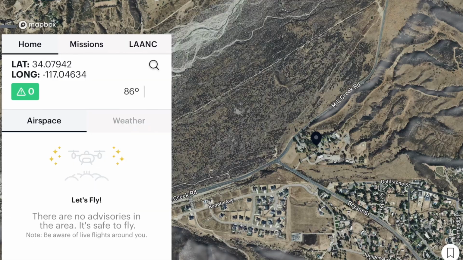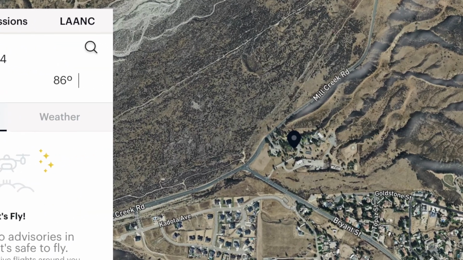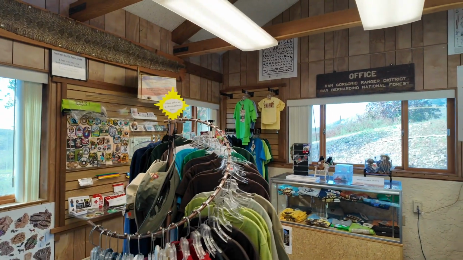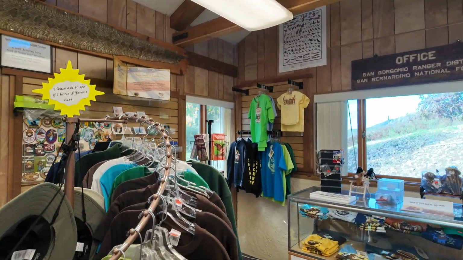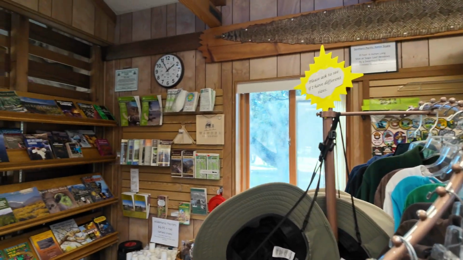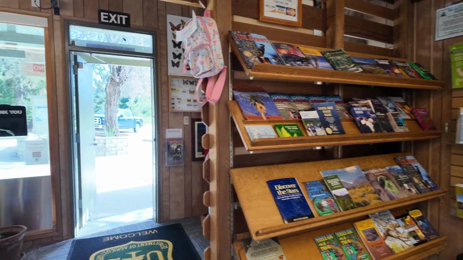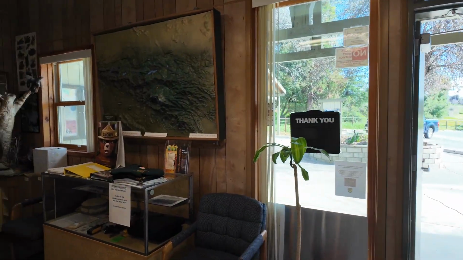All right, now I'm at the ranger station on the way up on 38. Just to give you an idea what it looks like, it's really cool. Come up here, get an idea of what's going on, and talk to the rangers up here. They know the area. Really cool, right?